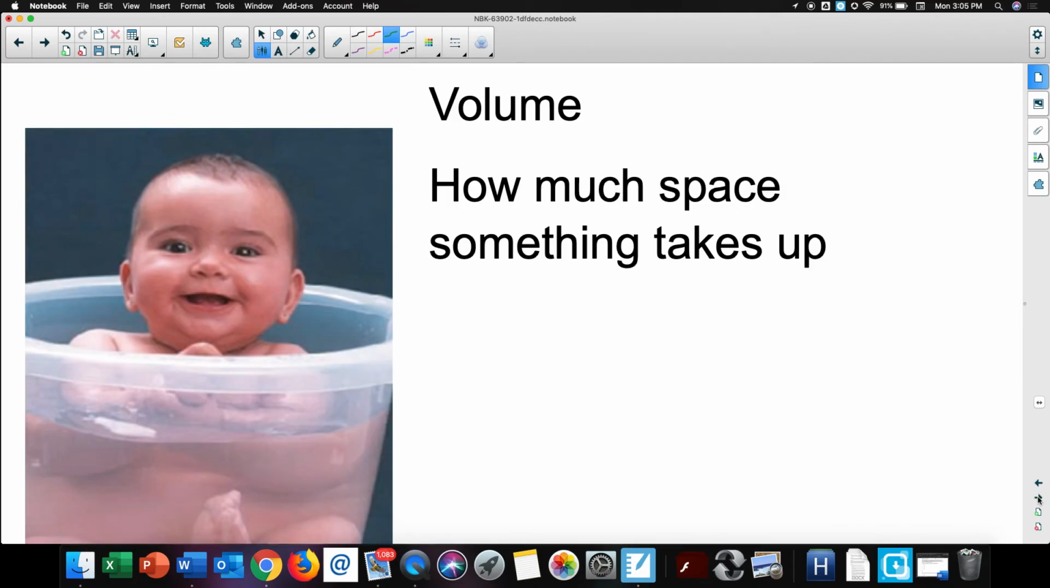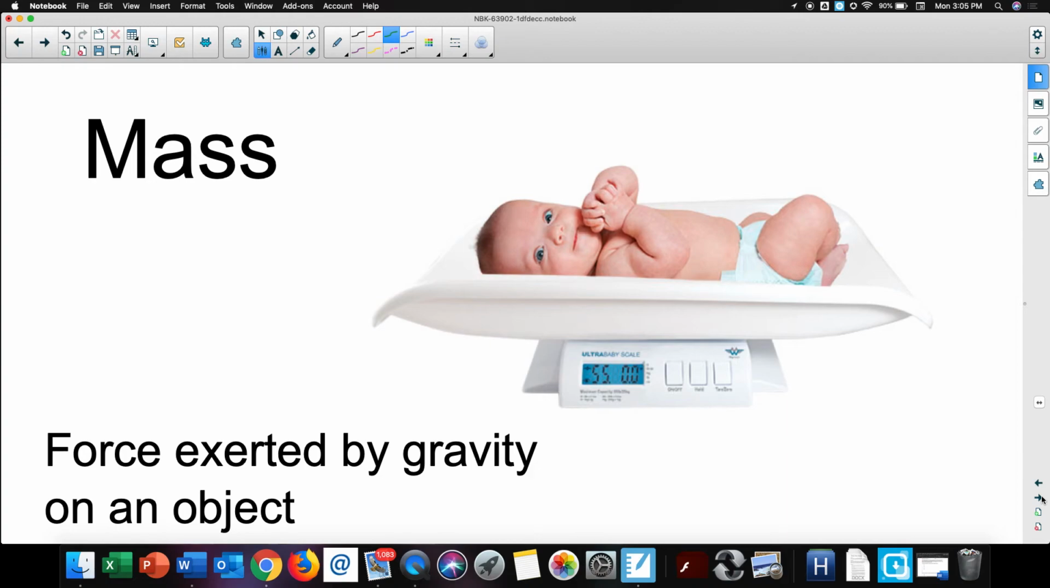Volume is how much space something occupies. Write this down. Volume is the amount of space that something occupies. What is mass that is different from this? Good. She's got most of the words there. Amount, gravity, and force are all in this sentence. Okay? Mass is like the force exerted by gravity on an object.